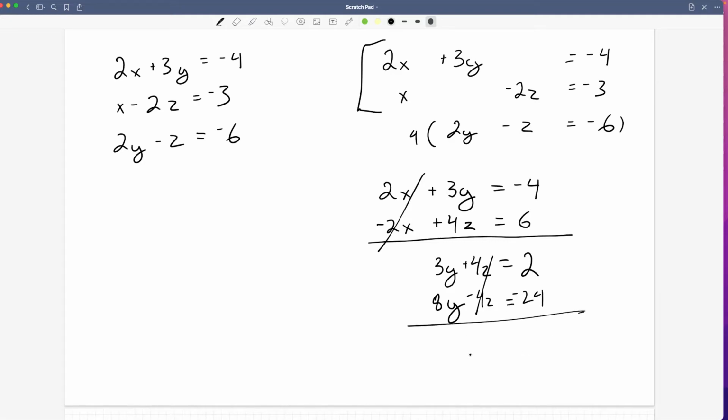So these would cancel, and I have 11y is equal to -22. y is equal to -2. So there's part of my solution: y is -2.